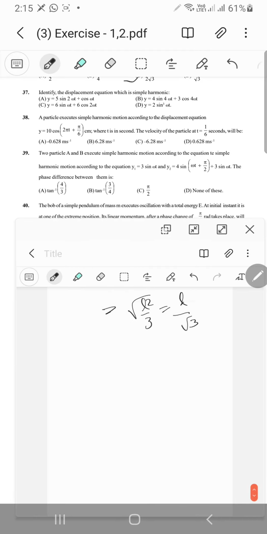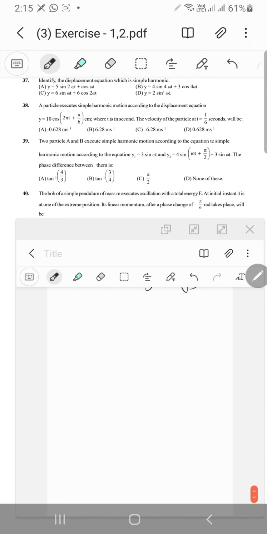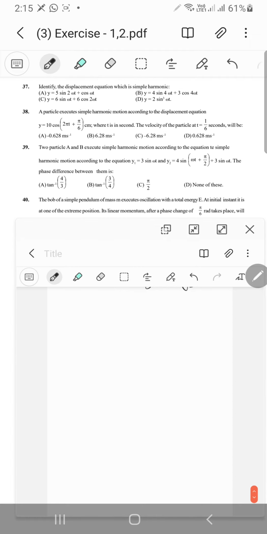Identify the displacement equation which is simple harmonic. Okay, cool. 5 sine of 2 omega t plus cosine of omega t. Okay, that doesn't look quite correct. This too doesn't look quite correct. This, no, it is definitely not correct.